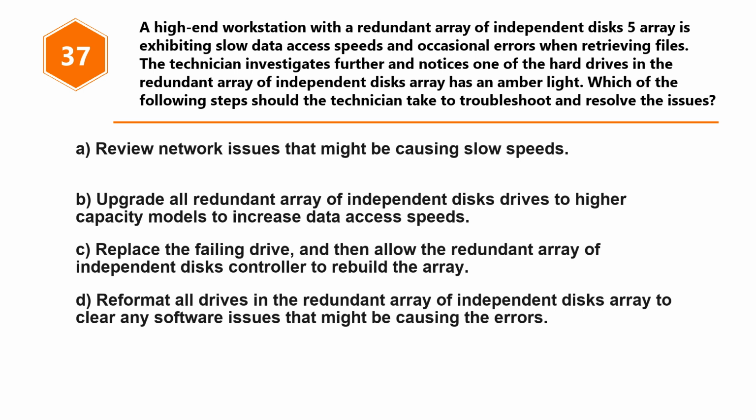Option A. Review network issues that might be causing slow speeds. Option B. Upgrade all redundant array of independent disks drives to higher capacity models to increase data access speeds. Option C. Replace the failing drive, and then allow the redundant array of independent disks controller to rebuild the array. Option D. Reformat all drives in the redundant array of independent disks array to clear any software issues that might be causing the errors.